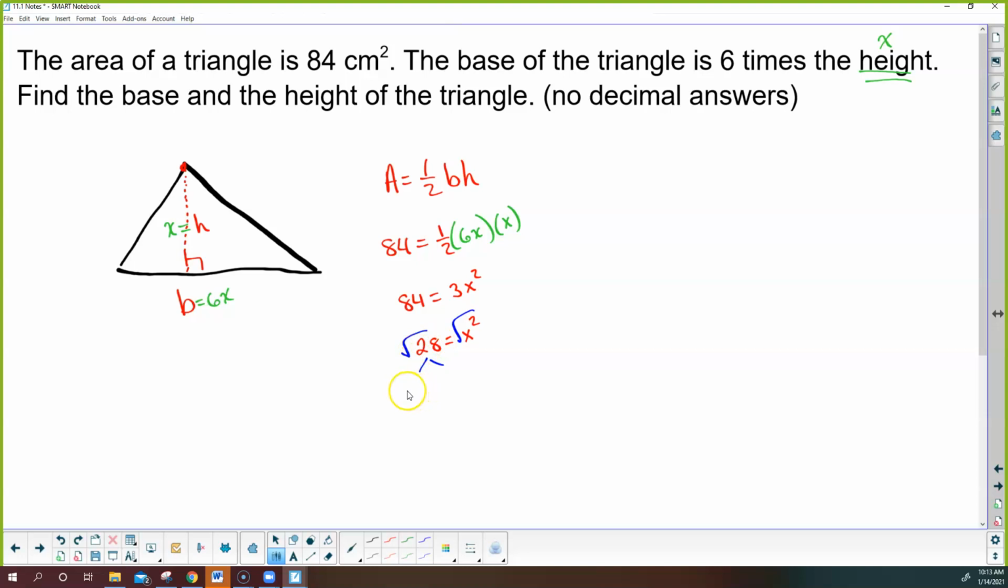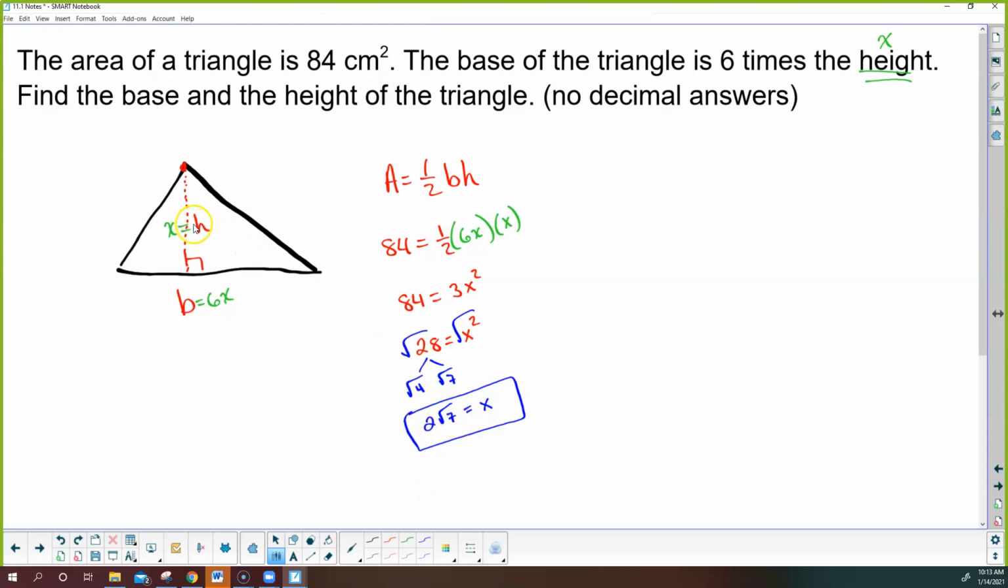So the square root of 28 can be broken down into the square root of 4 times the square root of 7. And remember, the square root of 4 is 2. Square root of 7 is exactly the way we want it. So we're going to leave it as 2 square roots of 7.